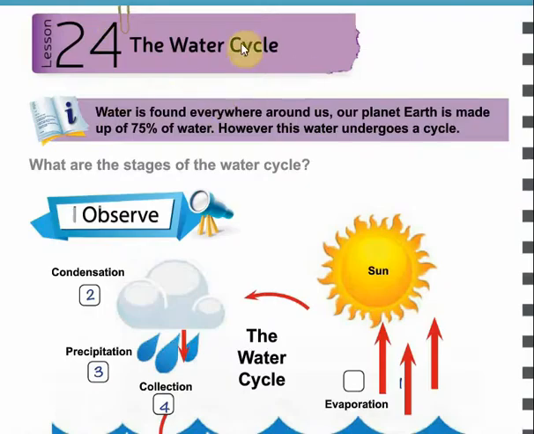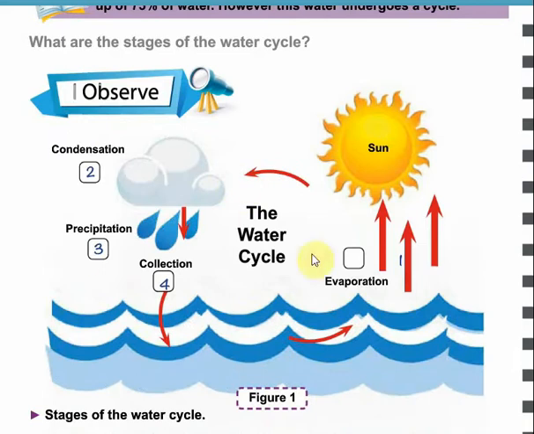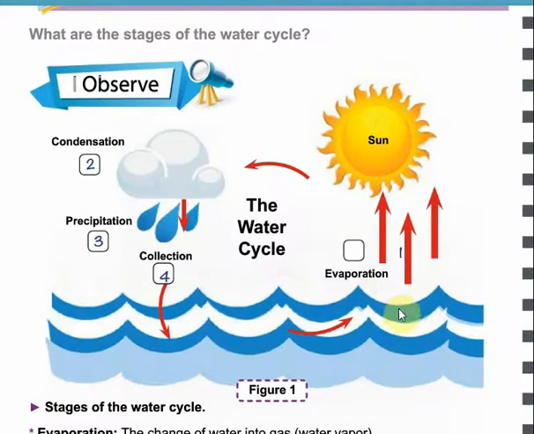Our last lesson is about the water cycle. Let's remember the stages of the water cycle. We have 4 stages. The first stage is evaporation. When the sun heats water, water evaporates, changing from the liquid state, from water, into water vapor. This is called evaporation. And then this water vapor will change again, will be condensed into droplets of water. These droplets of water form the clouds.